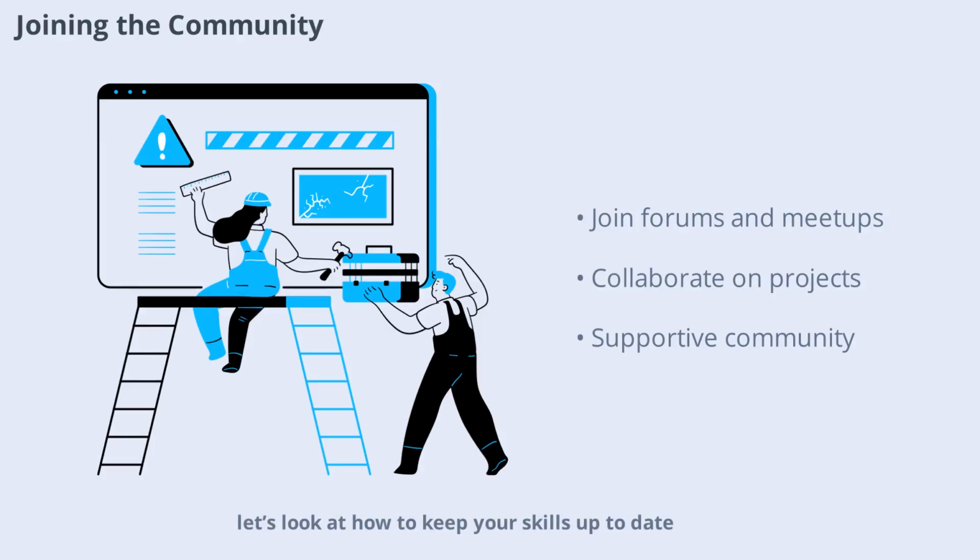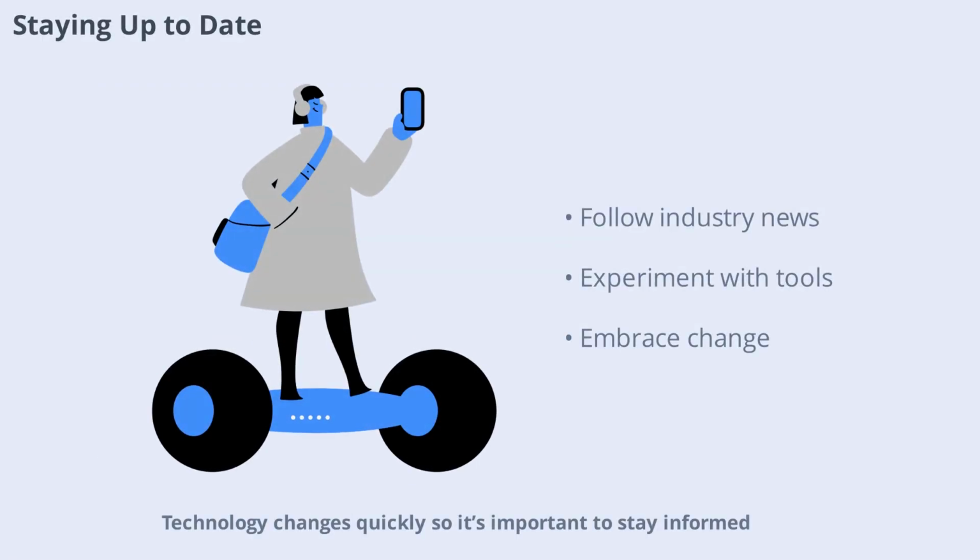Next, let's look at how to keep your skills up to date. Technology changes quickly, so it's important to stay informed. Follow industry blogs, subscribe to newsletters, and experiment with new tools. Continuous learning keeps your skills sharp and opens doors to new possibilities. Don't be afraid to try new things and embrace change.